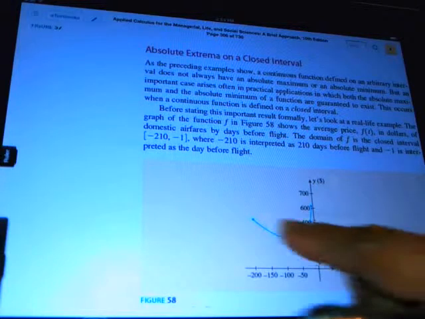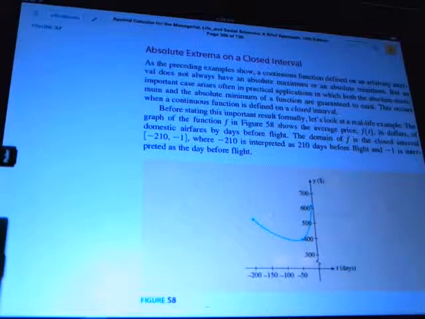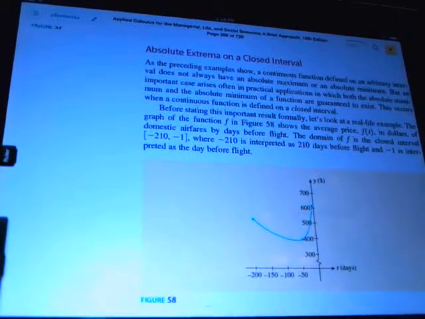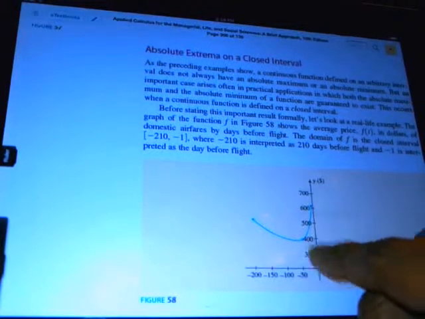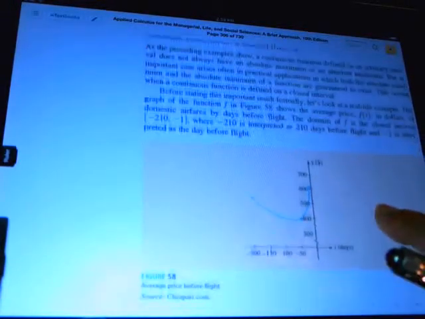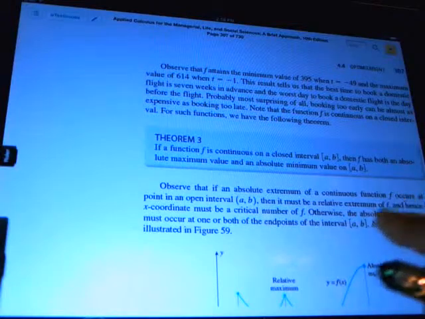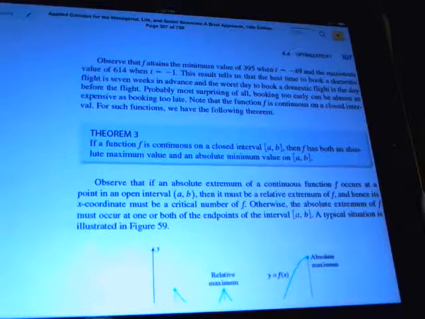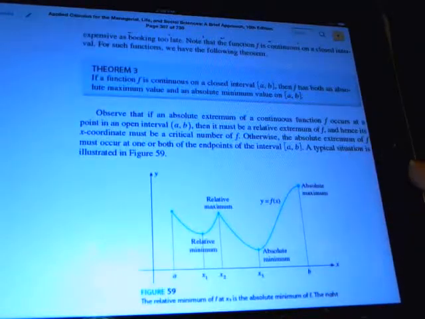So if you have a closed interval, the graphs stop at those points. Then if the function is continuous, remember the word continuous from chapter 2, then you'll be able to guarantee an absolute minimum and an absolute maximum. So this is the theorem that summarizes what I just said. This is theorem 3 in our text. It says that if a function is continuous on a closed interval AB, then f has both an absolute maximum and an absolute minimum value on AB, the closed interval AB. And there's a picture describing that, similar to what I had drawn before.